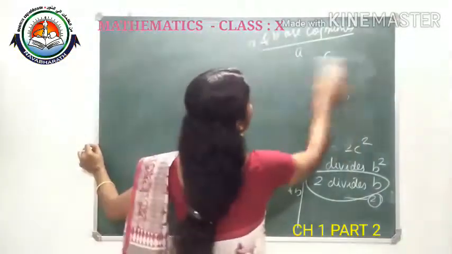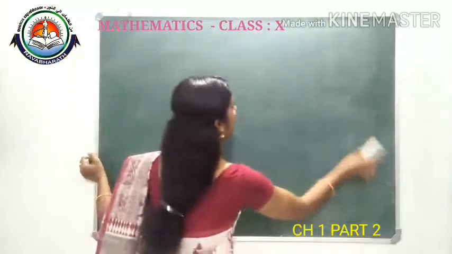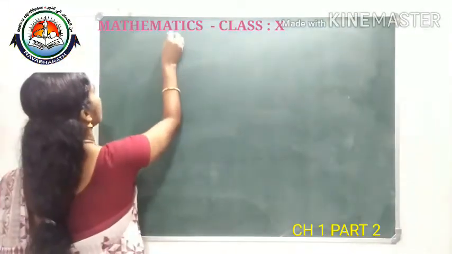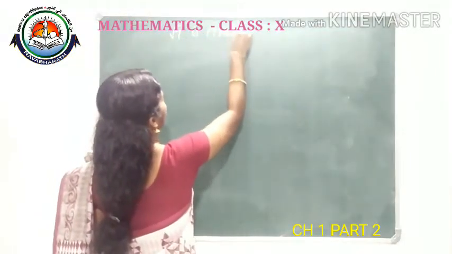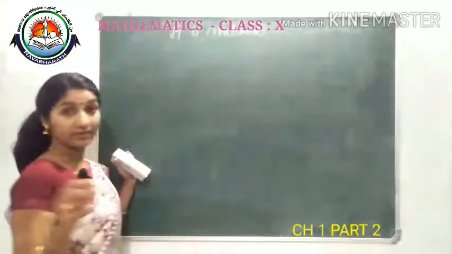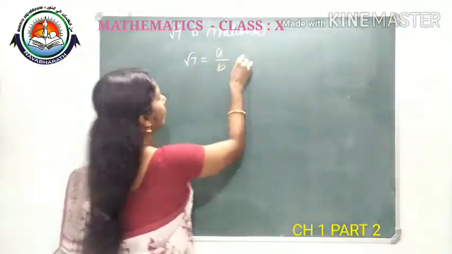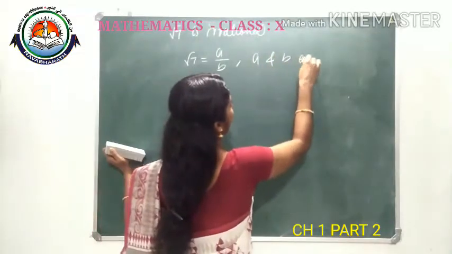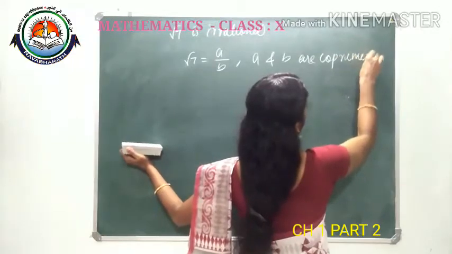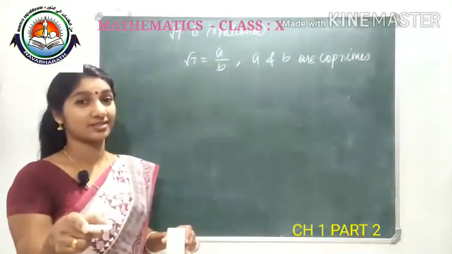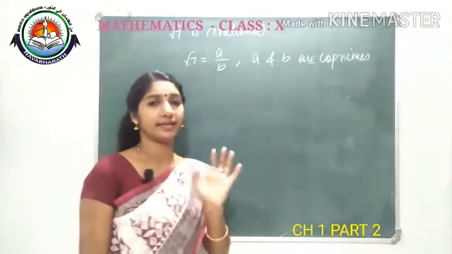Same way, if the question is asked for root 3 is irrational, root 5 is irrational. I will give you one more example. Prove that root 7 is irrational. What we will assume? Root 7 is equal to some A by B, where A and B are co-primes. Co-primes is a new word for you. You didn't hear this word, co-primes. Co-primes means A and B do not have a common factor other than 1.